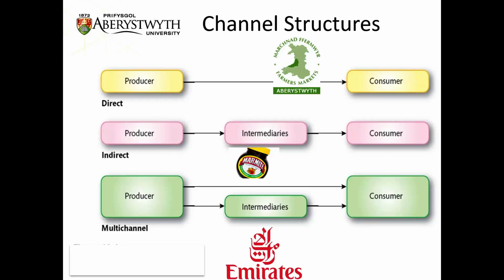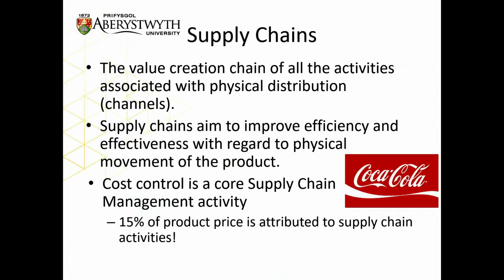And finally, we have multi-channel, where you can sell direct to the consumer, or you go through an intermediary. So often we look at the travel market for that, and airlines can sell either through an intermediary, through a travel agent, an online travel agent or physical travel agent, or directly to the consumer. So those are the basic sorts of channel structures that we have.